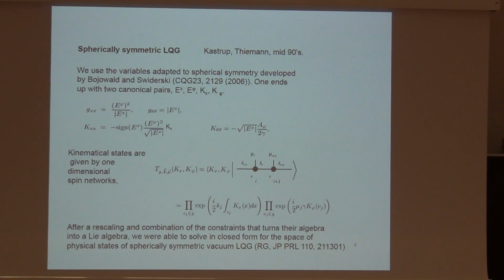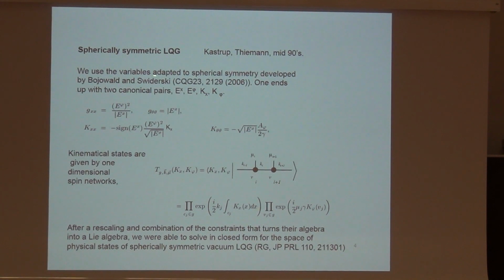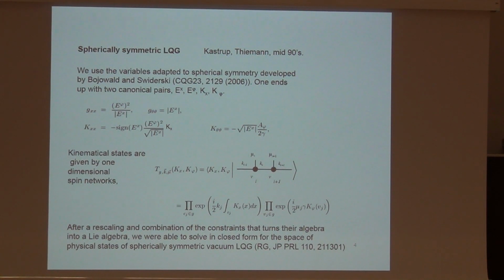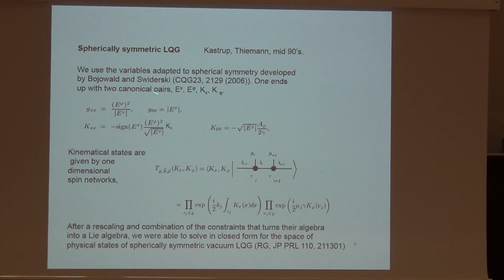So going to spherically symmetric loop quantum gravity, the first to look into this were actually Thomas Thiemann in his thesis with Kastrup in the mid-90s. At the time, we had only the complex Ashtekar variables. More modern treatment with the real Ashtekar-Barbero variables was done by Bojowald and Swiderski. And roughly speaking, one has a triad in the radial direction and one in the transverse direction, in the phi direction, and the canonically conjugate momentum. So one has four canonically conjugated variables.